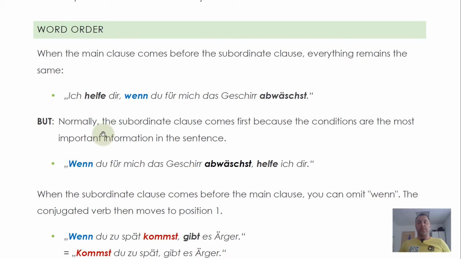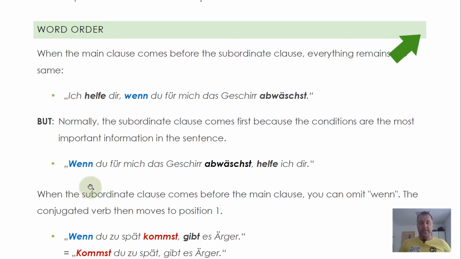But usually we put the subordinate clause in front of the main clause because remember, first position is usually the most important information in the sentence in a German sentence. That's why the condition is usually very important information. If you don't know the word order and what you usually put on position 1, I will link my video about what goes on position 1 in a German sentence in the info cards here for you.